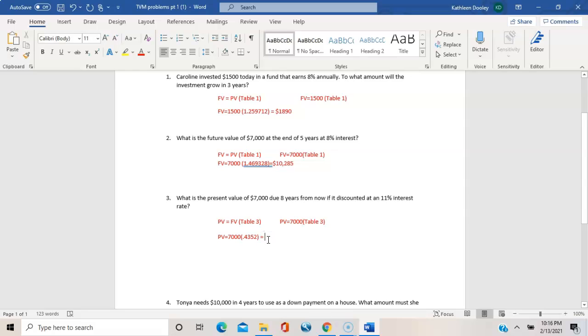Okay, so now let's give this another go. We have 7,000 times 0.4352. Now my present value is less than my future value, so I feel a lot more comfortable. That's 2,464.